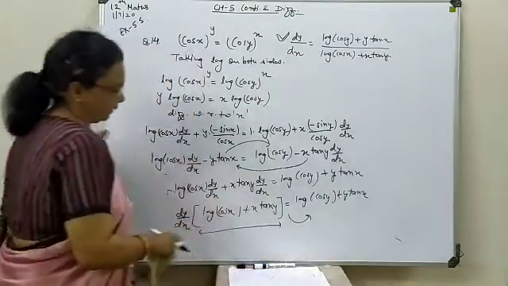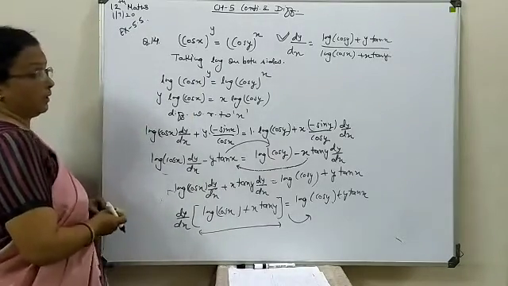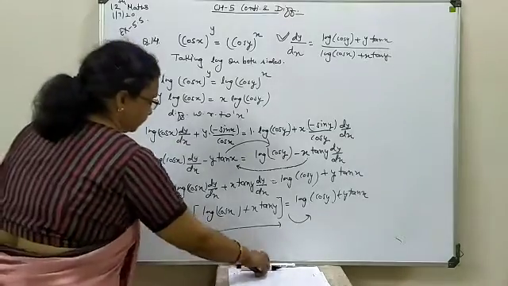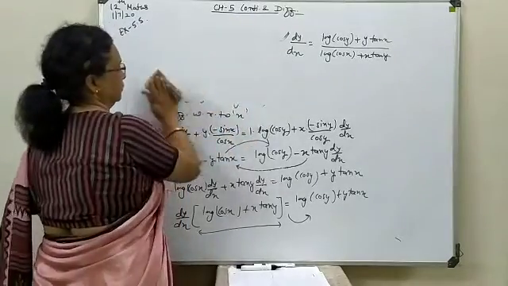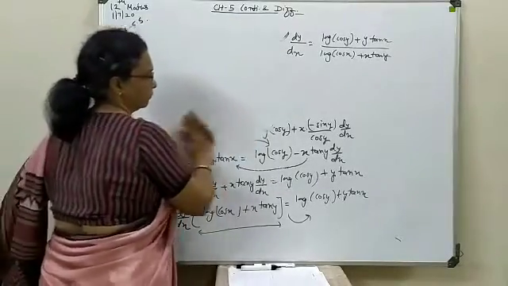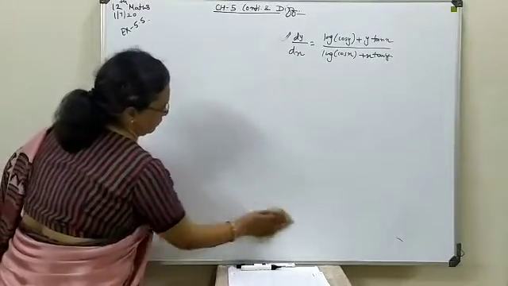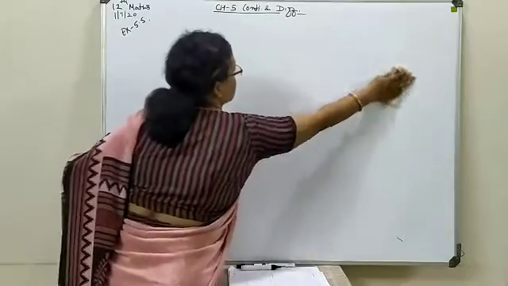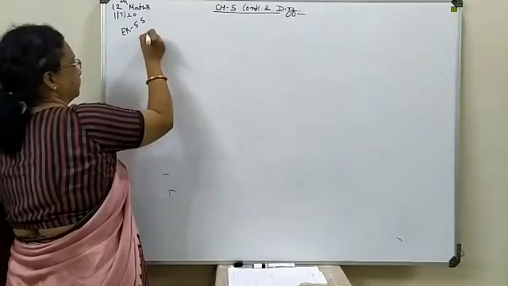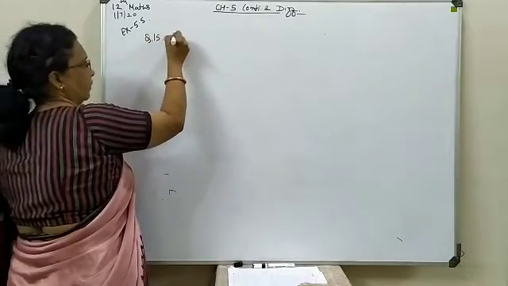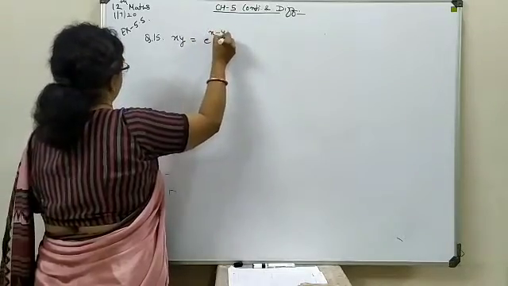Now one more and the last question of this exercise we are going to attend, that is the 15th one, which is again a different category for you, and that is one of the important forms also. Now as question number 15 we have x into y is equal to e power x minus y.